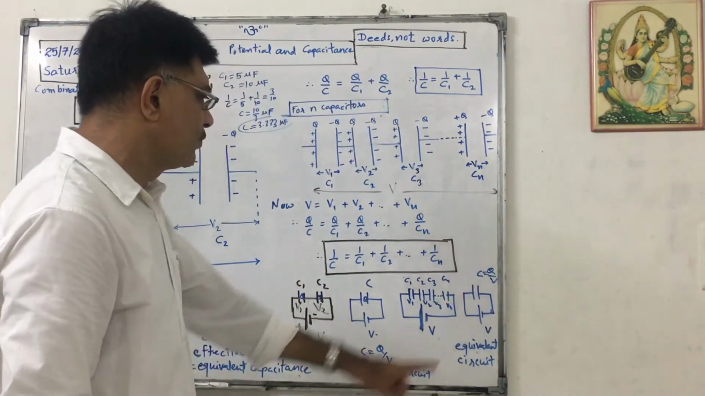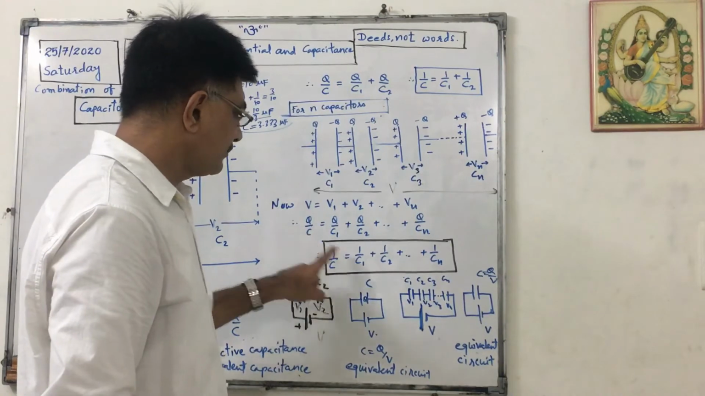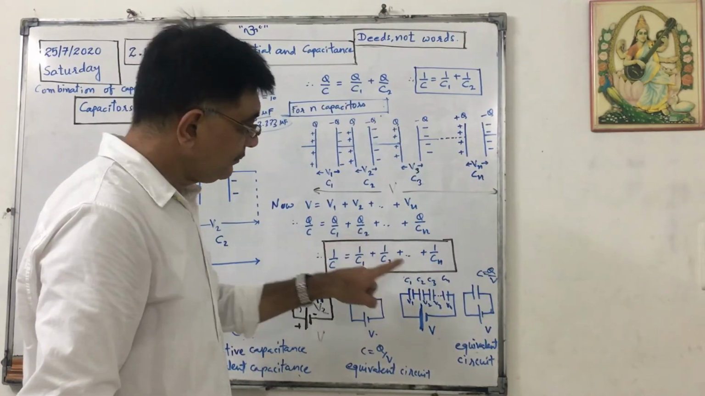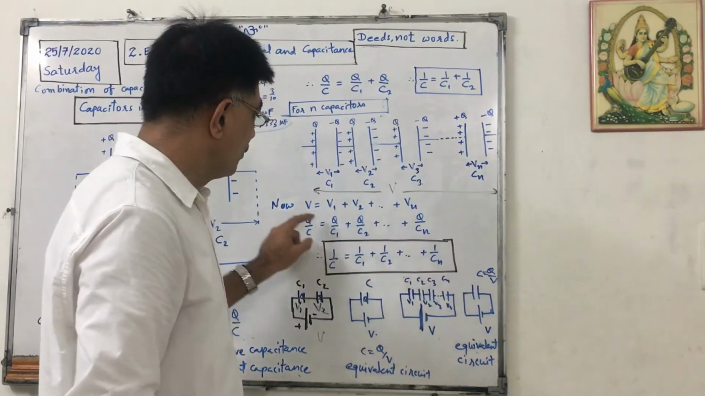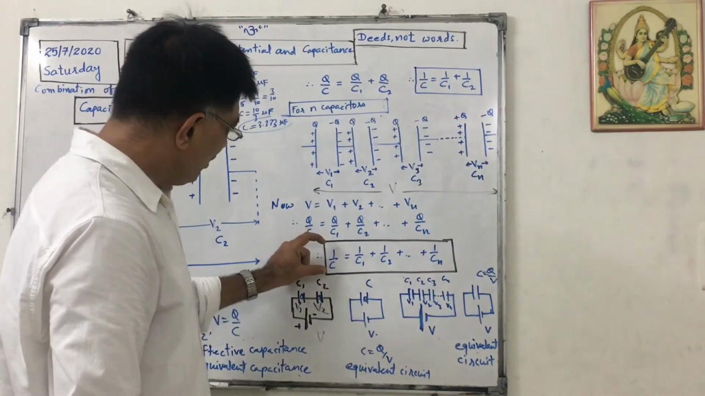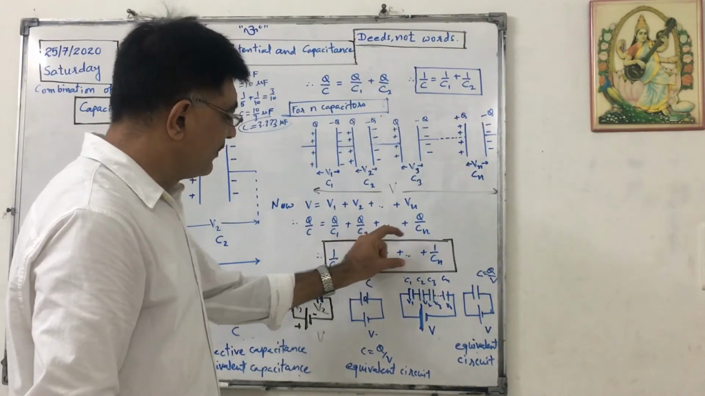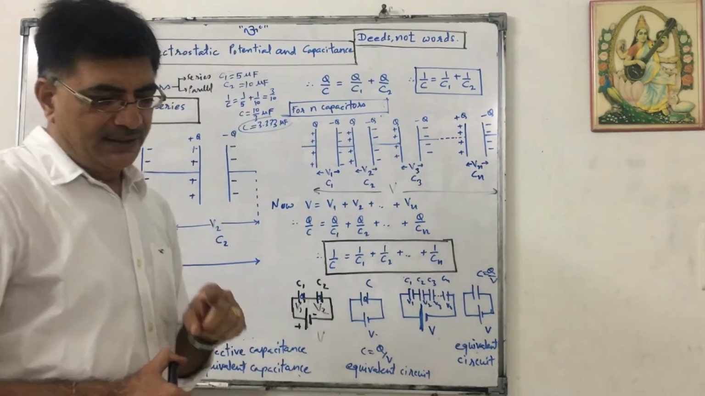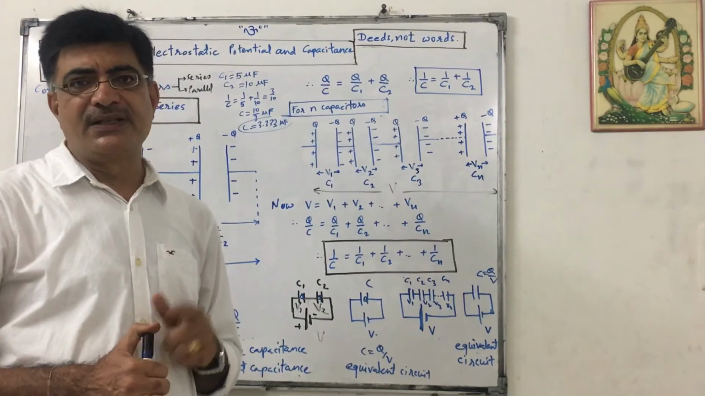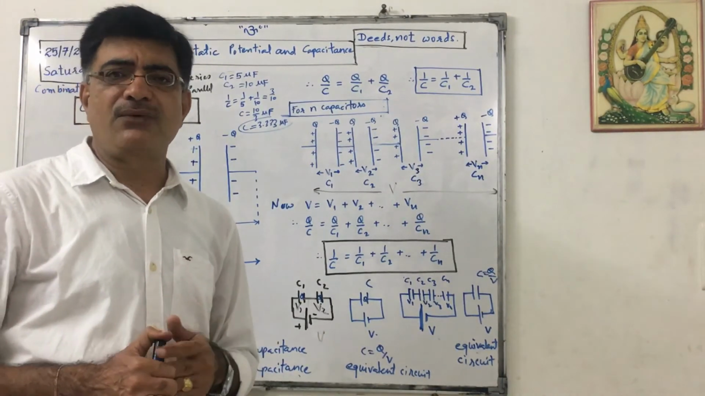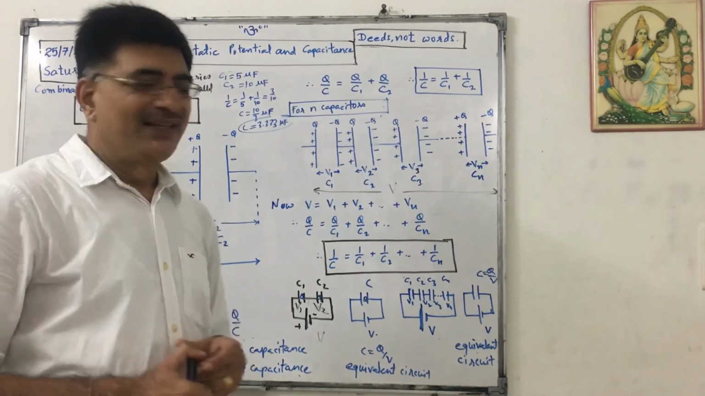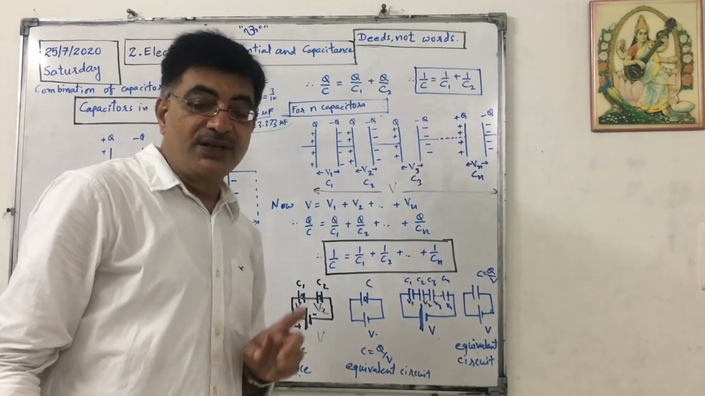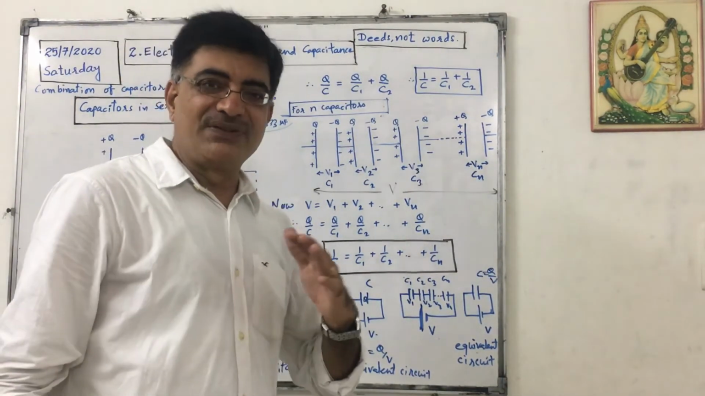So we know that C equals Q by V, so V will be equal to Q by C. So V1 will be equal to Q by C1, V2 will be equal to Q by C2, up to Vn will be equal to Q by Cn, so Q will be cancelled. So 1 upon C equals 1 upon C1 plus 1 upon C2 up to 1 upon Cn. We can say that reciprocal of effective capacitance is sum of reciprocals of all the capacitances.